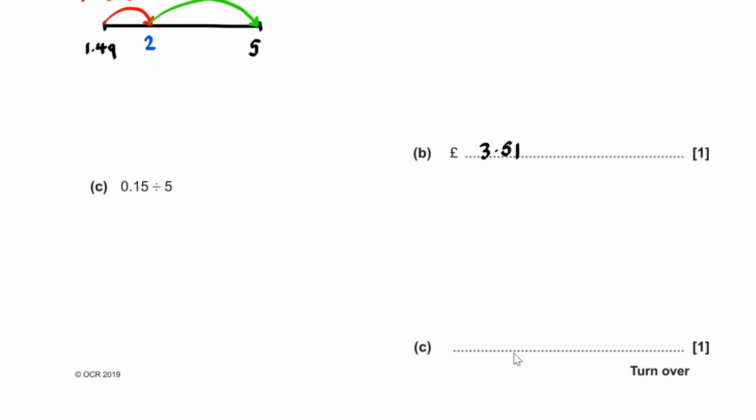And now for part C, we have to work out 0.15 divided by 5. Well, if we had 15 divided by 5, this will equal 3. But the 0.15 is 100 times smaller than the 15. And therefore, 0.15 divided by 5, this will equal 3 divided by 100, which is 0.03. So we have 0.03.